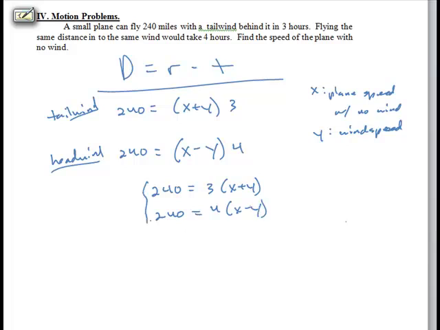Now typically, of course, we would distribute that 3 and 4, but if you notice in this case, 240 is divisible by 3 and 4. So if we divide both equations by 3 and 4, that way the numbers will be smaller, easier to work with, and we'll still come up with opposite coefficients for the y's.